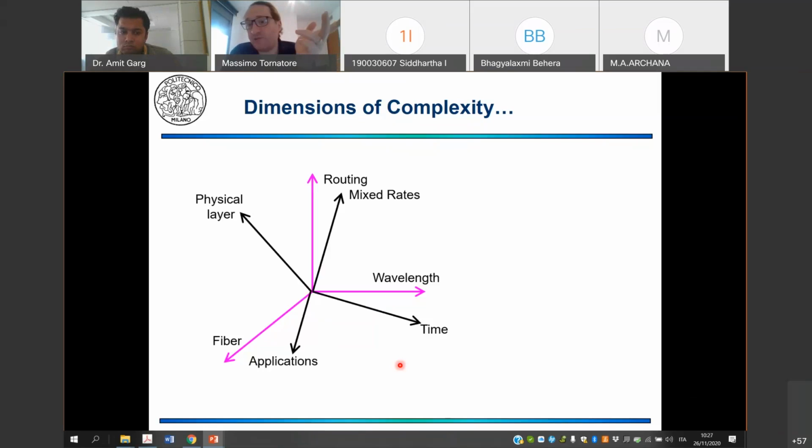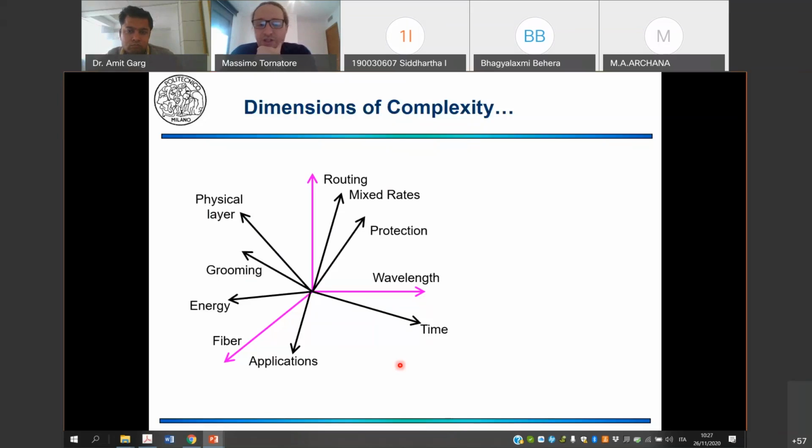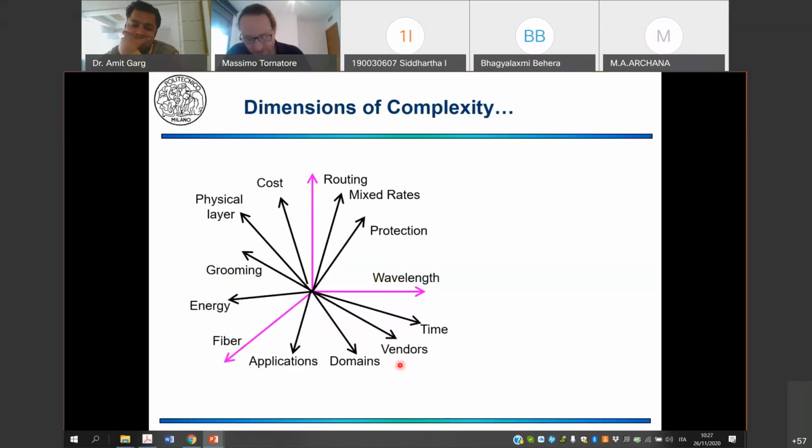Each connection can be a different rate, so there are mixed rates that coexist in the network. Protection, which is what we're going to discuss from now on in the remaining hour. Aggregation of multiple requests in the capacity, energy minimization, different vendors' interoperability, different domains that constrain the routing, cost, etc. Okay, so whatever I'm saying, the way I'm showing the problem is quite simplified.